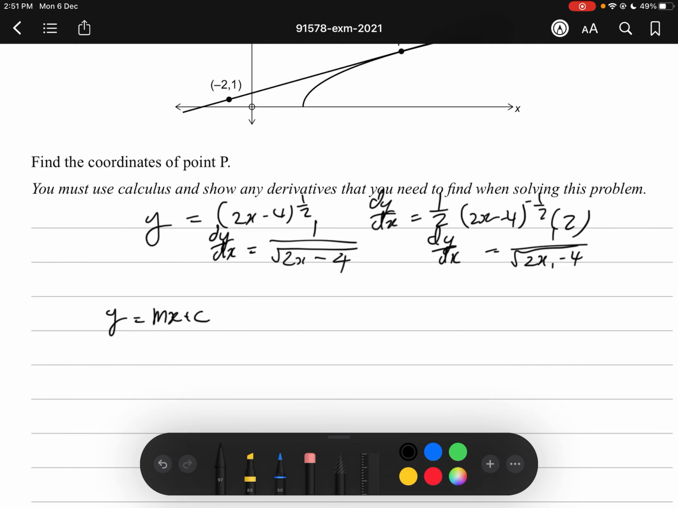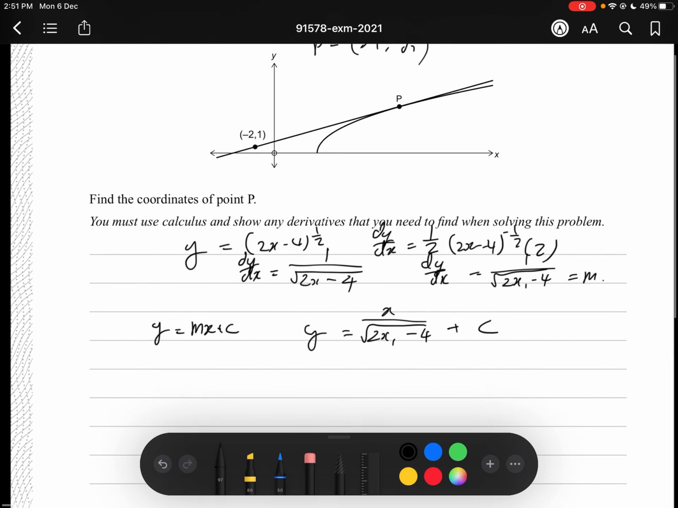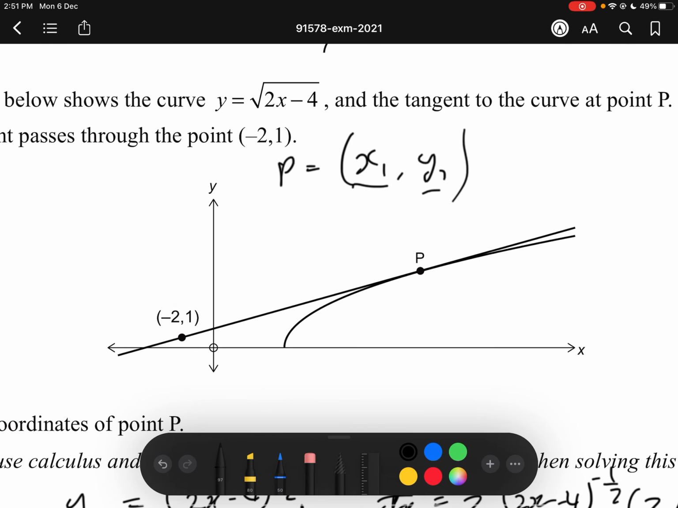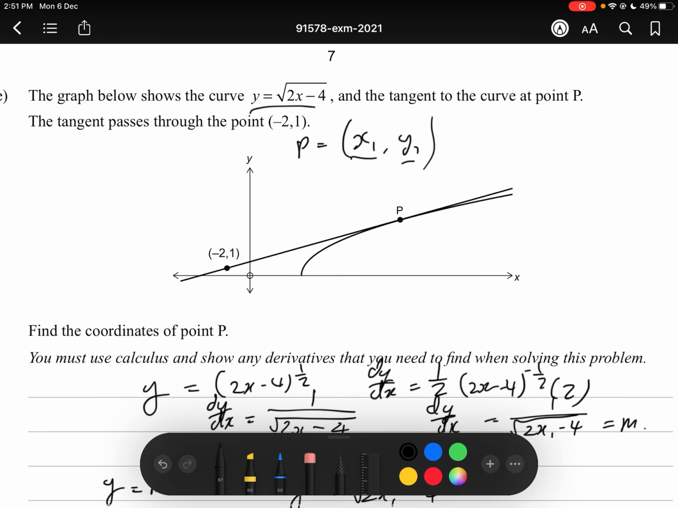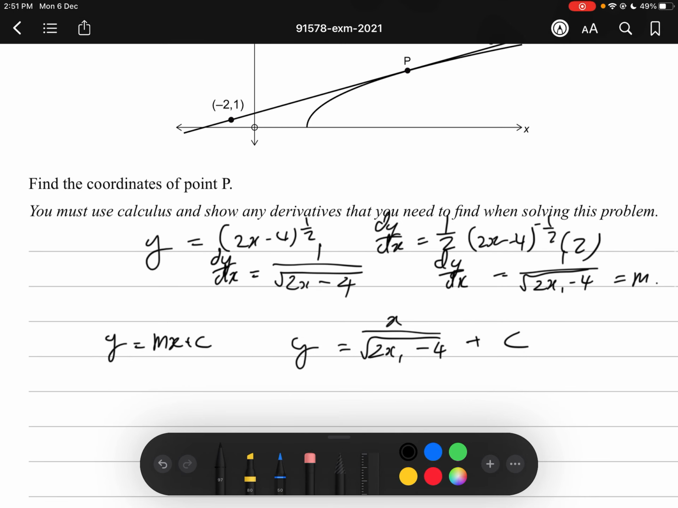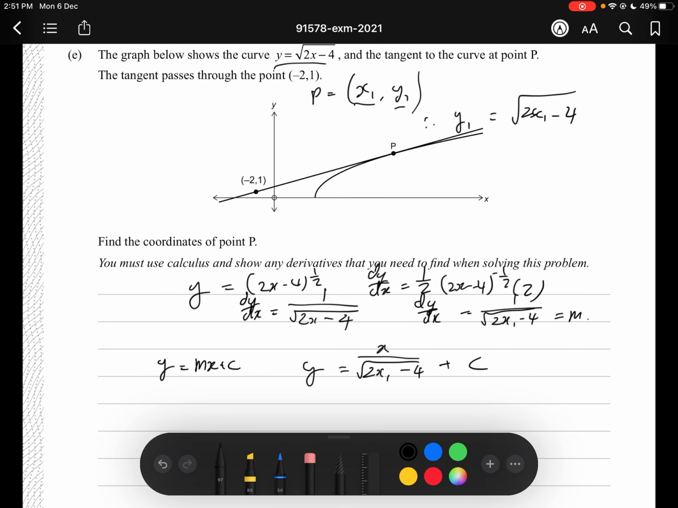So we can say that y equals mx plus c, which is the equation of a straight line. Similar to what we did for one of the previous questions, we can substitute our gradient into this equation. So y equals x times 1 over square root of 2x1 minus 4, plus c. We know the curve will pass through the point x1, y1, where y1 is equal to the square root of 2x minus 4. So therefore y1 is equal to the square root of 2x1 minus 4.